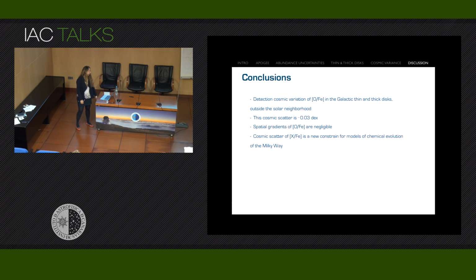Okay, so our conclusion is that yes, we detect the cosmic variation in oxygen over iron in both the galactic thin and thick disk. When we look for the first time at a big region in galactocentric distances, this scatter is about 0.03 dex. The spatial gradients in oxygen over iron are negligible. And we conclude that the cosmic scatter can be a good estimate or a good constraint for models of galactic enrichment. So that's it.